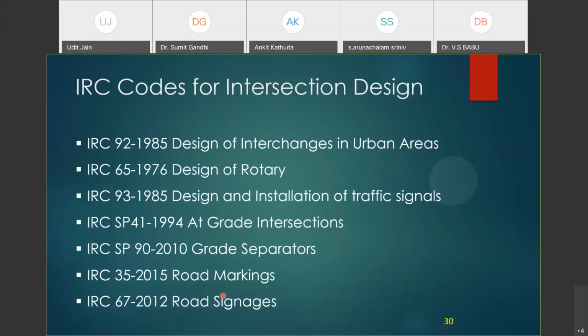Attendees who are interested in studying safe intersection design, these are some of the IRC codes which we commonly follow whenever we are doing an intersection design problem. There is IRC 92, IRC 65, IRC 93, SP 41, SP 90, IRC 35, and IRC 67. Each of these IRC codes is so detailed, and the aspects covered in them are so important, that we cover each of these IRC codes in a 1 to 2 hour lecture. So I am trying to compress all of that material today into this one lecture to give you a brief overview about what intersection design is and the vastness of intersection design.